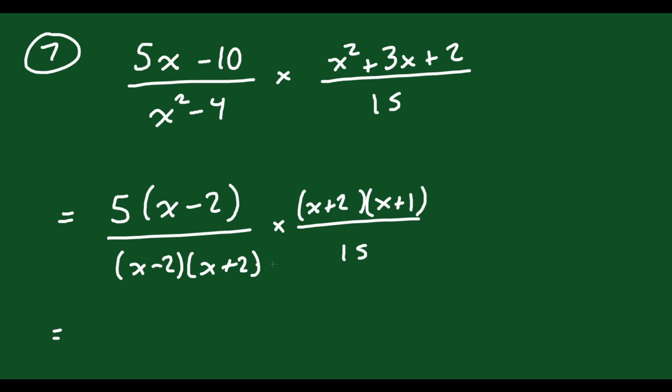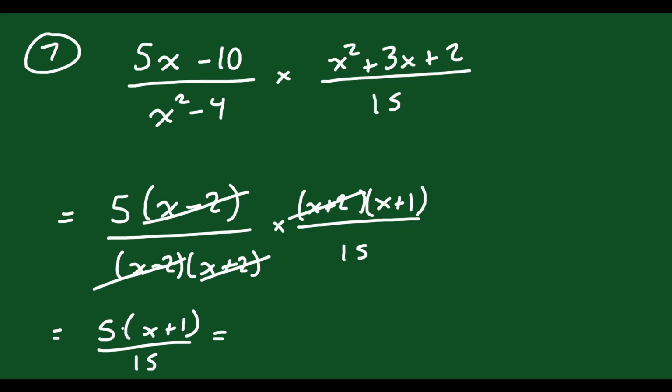And what's nice about multiplying is you can cancel things in different fractions, right? So like this x plus 2 will cancel this x plus 2. This x minus 2 cancels this x minus 2. And all you're left with is 5 times x plus 1 over 15, which of course you can reduce, the 5 over 15, right? And you'll be left with x plus 1 over 3. And that's your final answer.